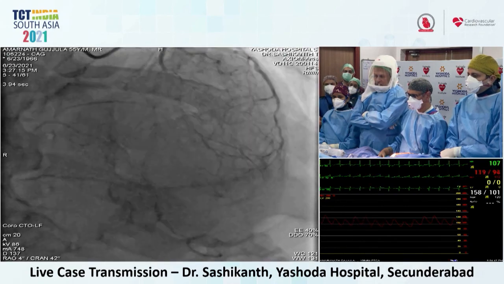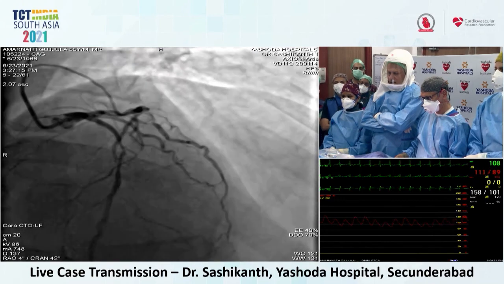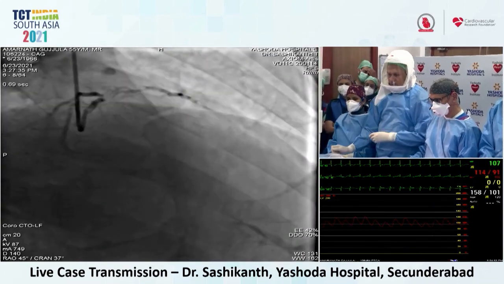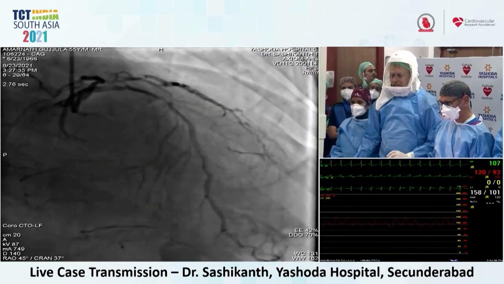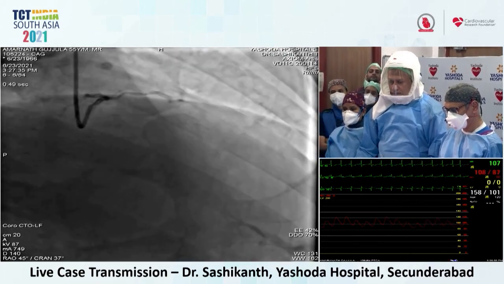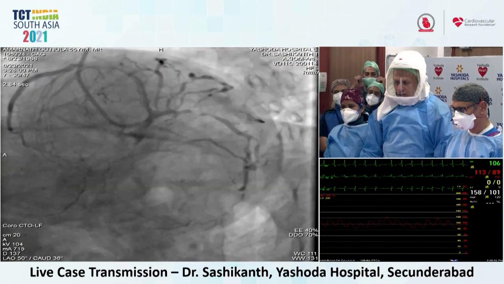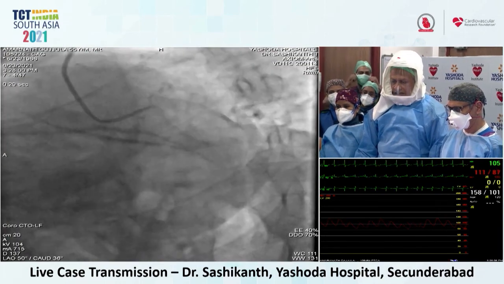A tight lesion in the mid-LAD with some amount of calcification. This is the RAO cranial view. RAO cranial view showing a long segment LAD lesion, and those are the collaterals to the right coronary artery. Can you go to the next slide? And that's the LAO caudal view showing again a significant lesion in the circumflex and the mid-LAD.